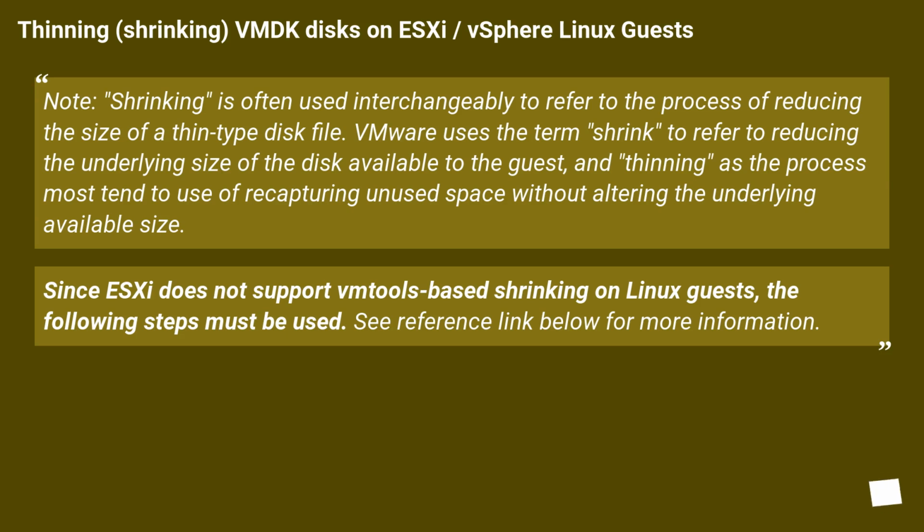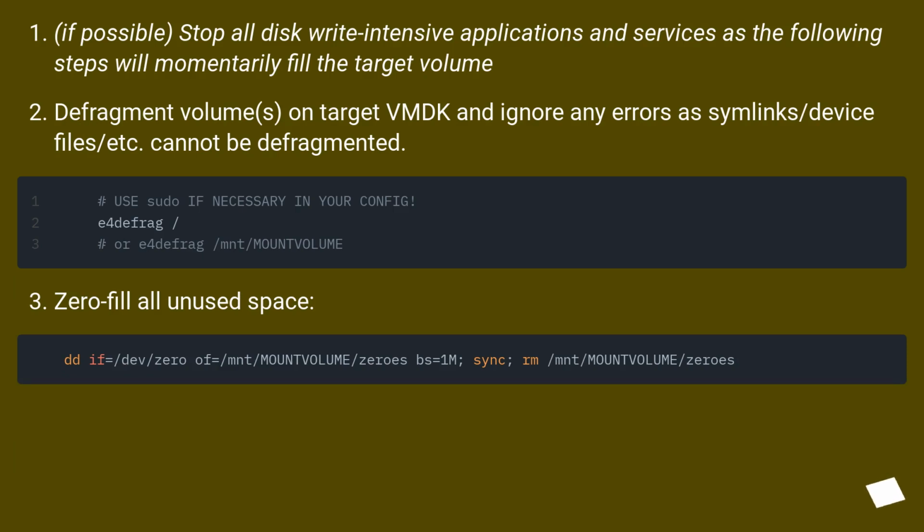Since ESXi does not support vmtools-based shrinking on Linux guests, the following steps must be used. See reference link below for more information. If possible, stop all disk write-intensive applications and services as the following steps will momentarily fill the target volume. Defragment volumes on target VMDK and ignore any errors as symlinks, device files, etc. cannot be defragmented.